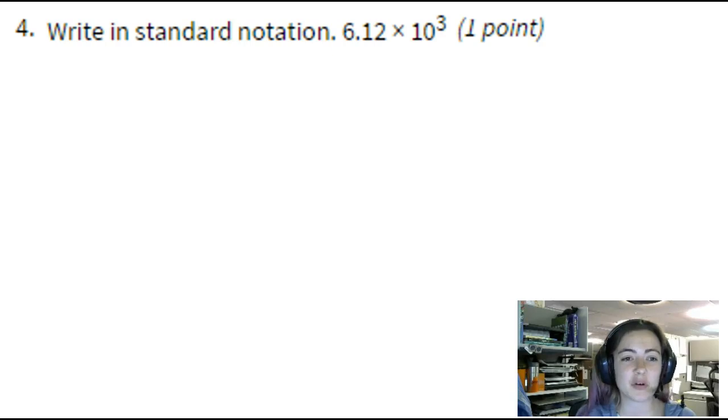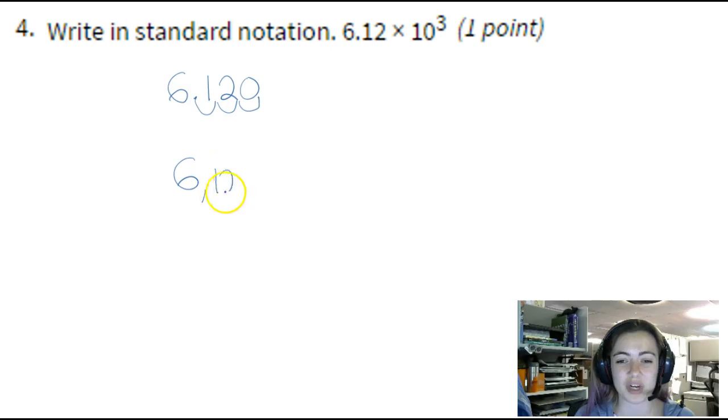Now for number 4, we have to write it in standard notation. We're given it in scientific, and this time we have to make it standard. Right away I look at the power of my place value 10. It's positive, so I know that it's going to be a larger number, so this number should be getting larger. So we have 6.12 times 10 to the 3rd. So 3 place values, 1, 2, 3. So we're going to have that 0 there. Our final answer is 6,120.